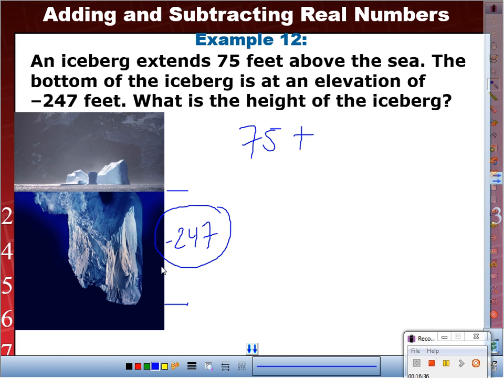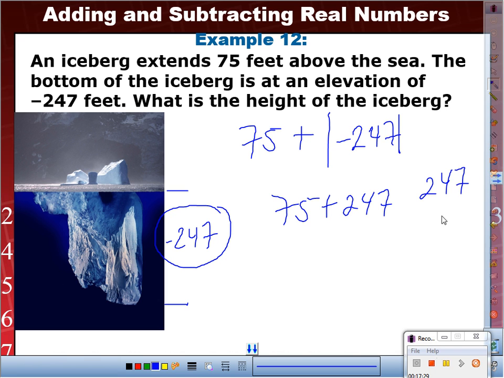Absolute value. So when they want us to think about distances here, we write first the positive number that they give us, and this one becomes what? Absolute value of -247, which becomes what? 75 plus what? 247. So what is the entire height of the iceberg? So then you go 247 plus 75. This becomes 12. We got 1, 11 plus 1. That's 12. 1. That's 322 feet.